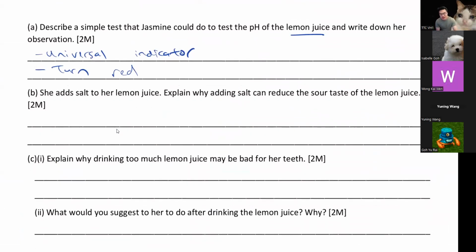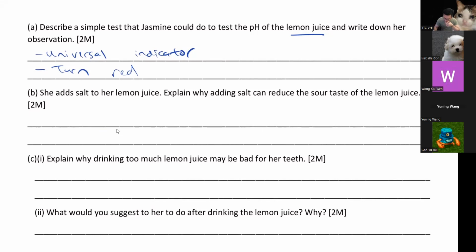Don't use litmus paper. I mean, you are in secondary school already. In very few cases will they accept litmus paper, so you can ignore this answer. You can forget litmus paper because it will never work, because it's too easy.